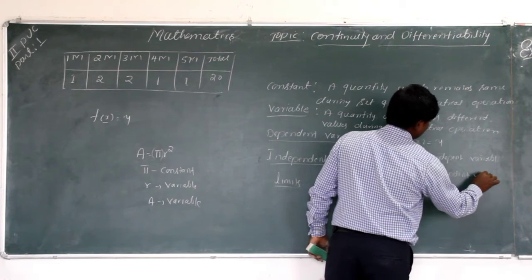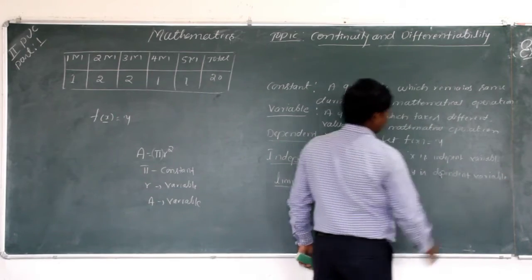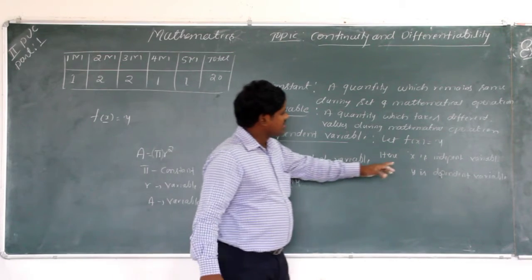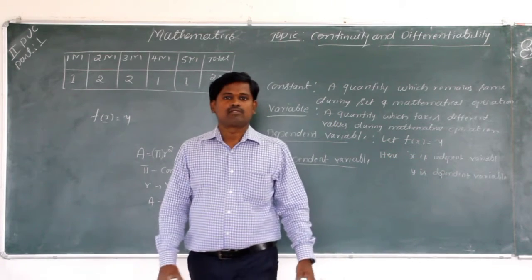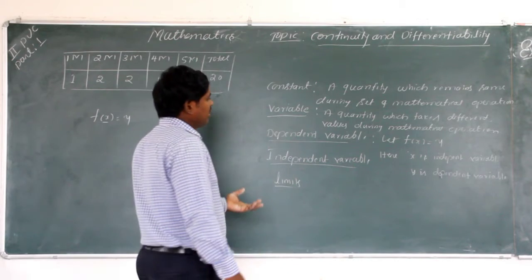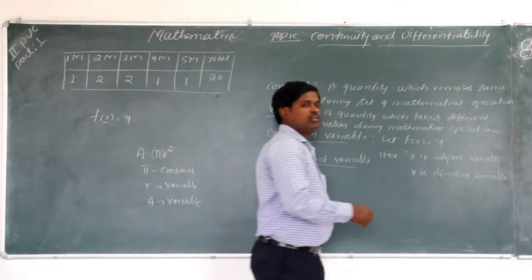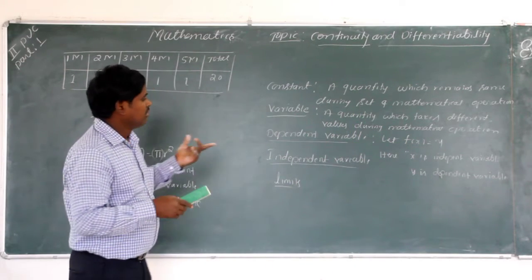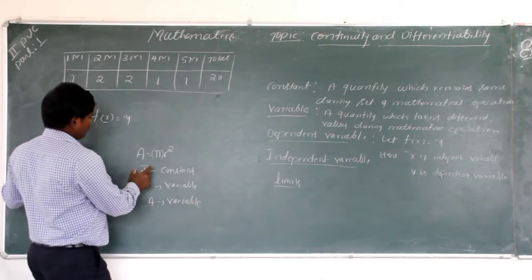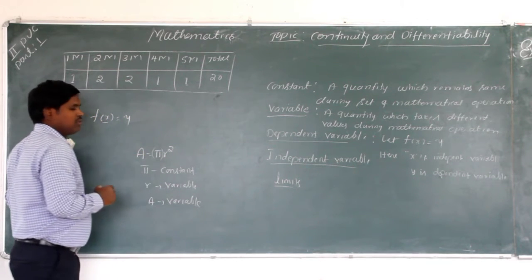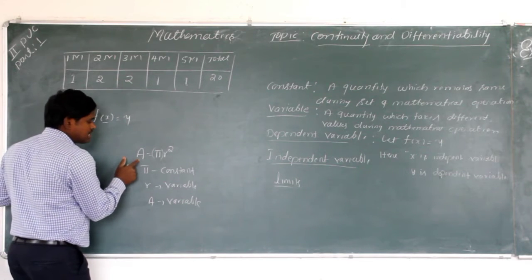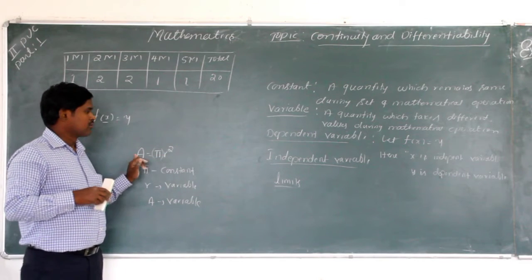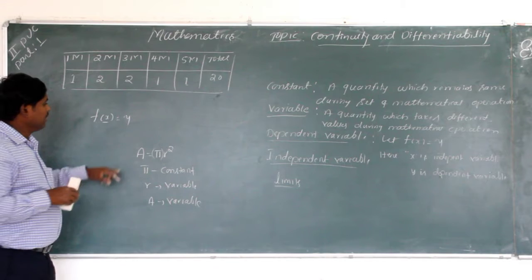Why is y the dependent variable? Because the value of x is independent, it may take any real values. The function f is valid when it takes any real values, that means it is independent. The value of y purely depends upon the value of x, so it is a dependent variable. In the same example, r is the independent variable and a is the dependent variable, because the value of a depends upon the value of r.